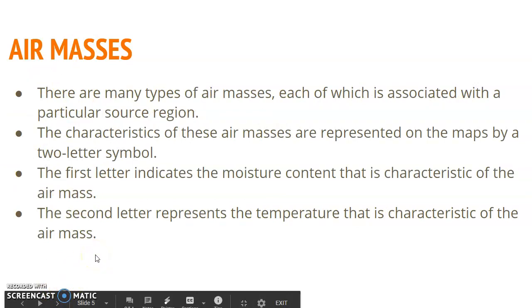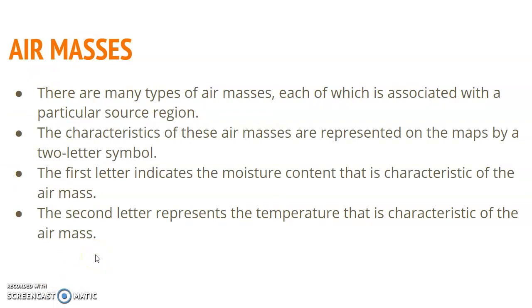Now, obviously, there are a lot of different types of air masses, and each of them are associated with their own source region over which they form. Now, when you're trying to depict or denote an air mass, they are generally represented by two letter symbols. First letter indicates the moisture content that is characteristic of the air mass, which can be either it's dry or it's wet. And the second letter represents the temperature that is characteristic of the air mass, which means it's either warm or hot or cold, and that's what it tells you.